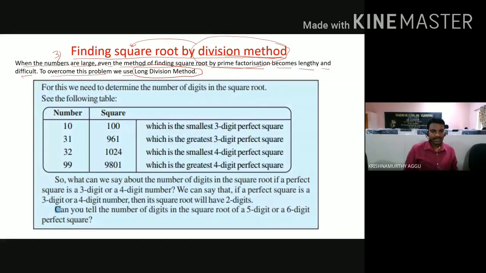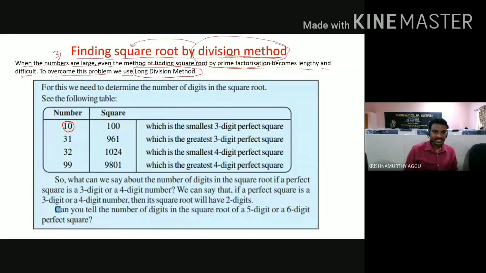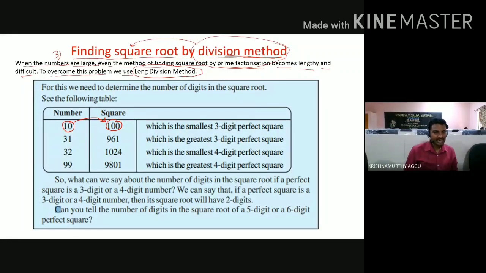Now look at this box matter. What is the number here? 10. So here number 10 is there. 10 squared is 100. This 100 is the smallest three-digit perfect square. 100 can be written as 10 squared, and it is a three-digit number: 1, 2, 3. The smallest three-digit perfect square.